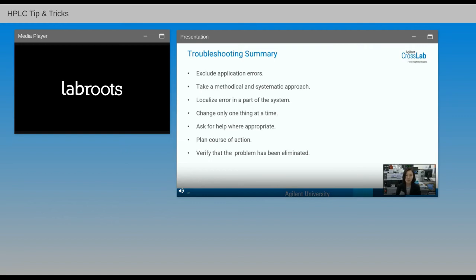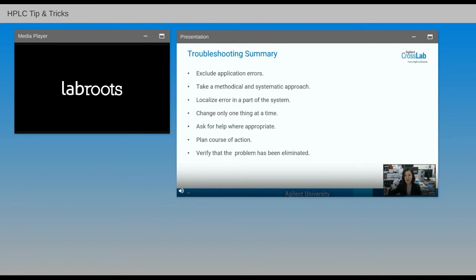Lastly, you must always exclude that it's due to the application before you really go and check the instrument. Sometimes, if you never exclude the application and you troubleshoot, spending a lot of time on the instrument, and then lastly you find out it's due to the application, you are actually spending a lot of time on the instrument rather than on a simple solution, which is some setting in the application. So you need to take a methodical and systematic approach, localizing the error in a part of the system, just like what I showed earlier.